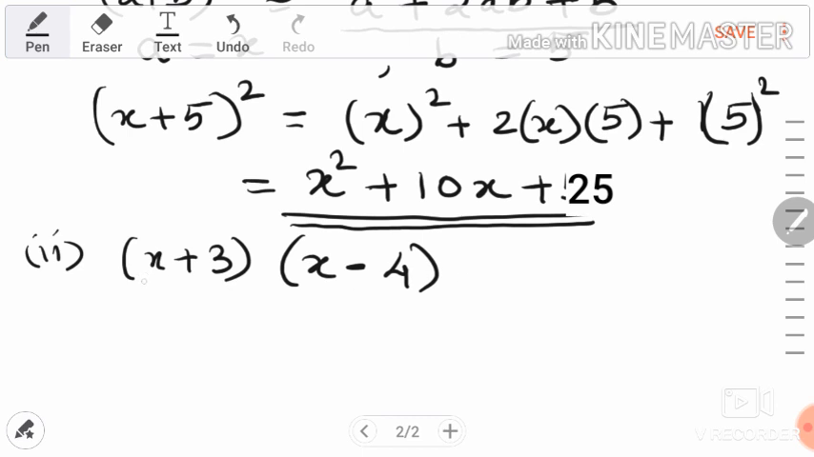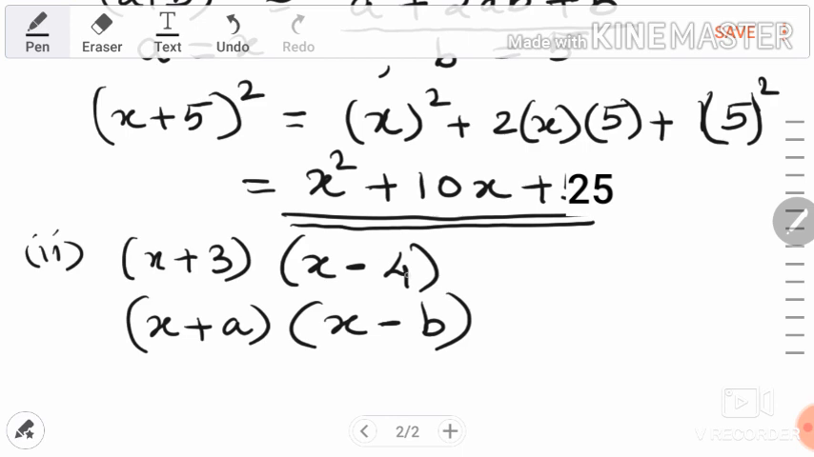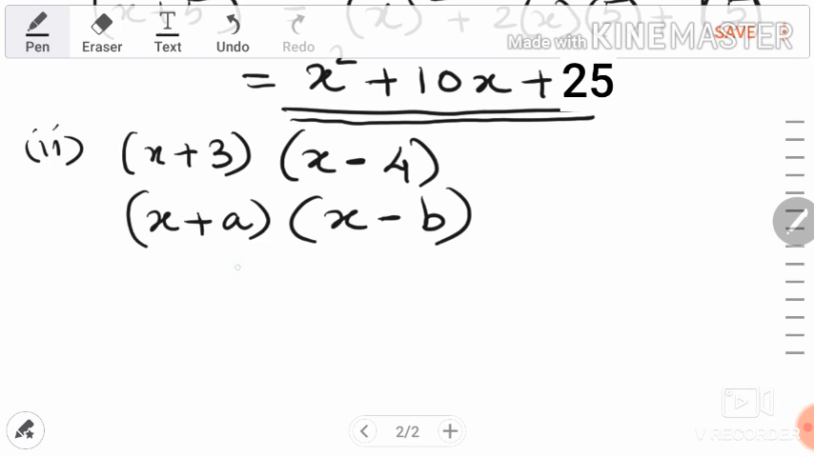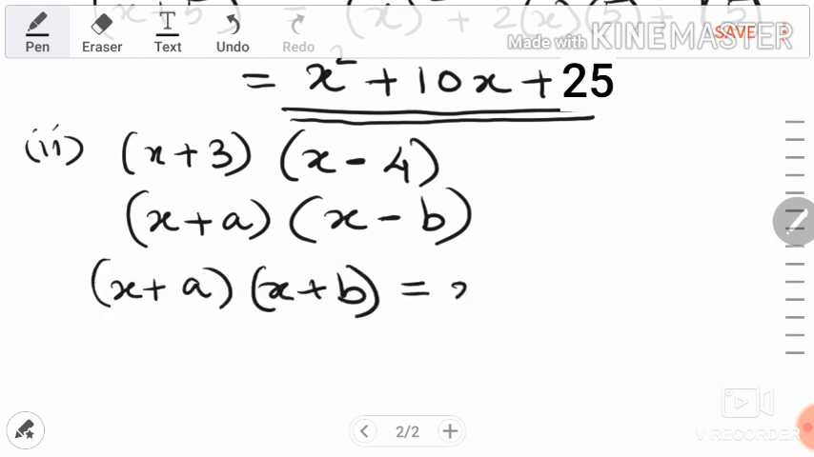Observe the given expression. This is of the type (x + a)(x - b). The second terms are different, but the first term of both the brackets is the same. So we use the identity (x + a)(x + b) = x² + (a + b)x + ab. However, in the given question b is negative.